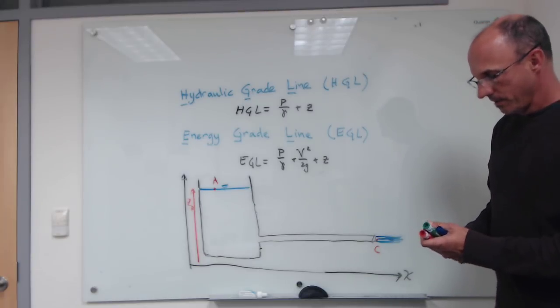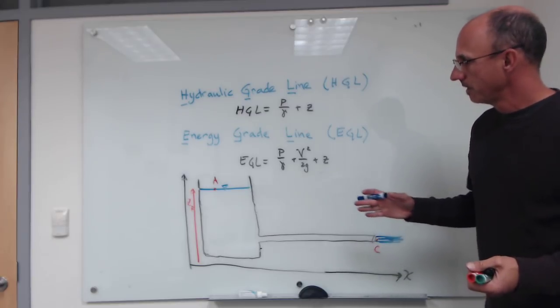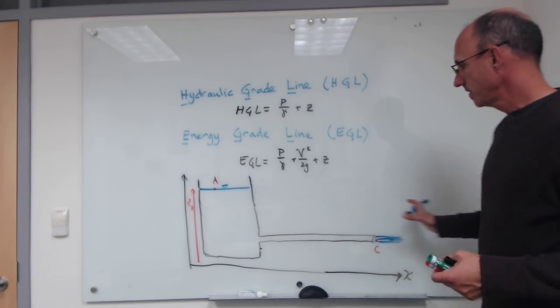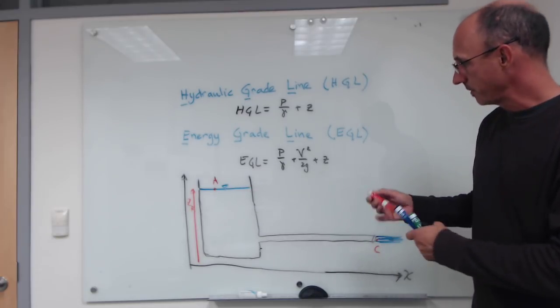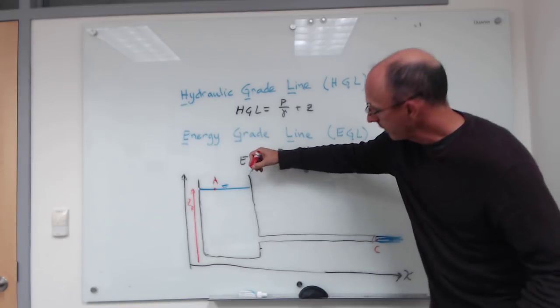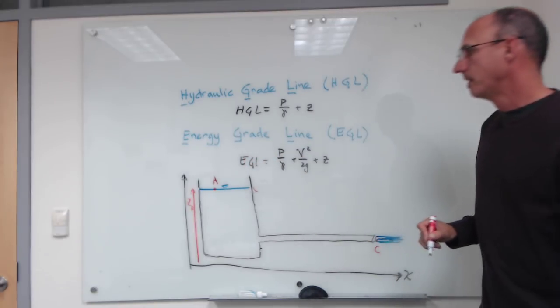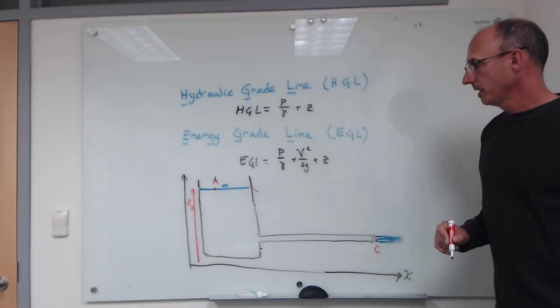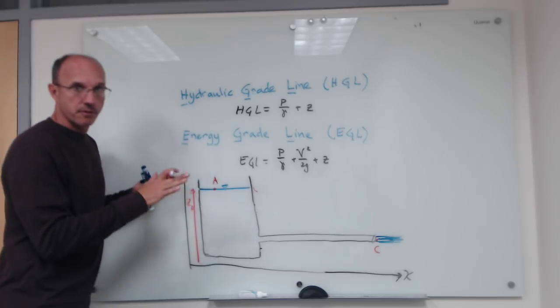So based on that sort of qualitative description, I can draw how the energy changes with distance based on the updated energy grade line. So what I'll do is, since there's going to be a little bit of an energy loss right here, I'm going to draw a small dip in my energy grade line right at the beginning. And that's going to account for the minor loss.